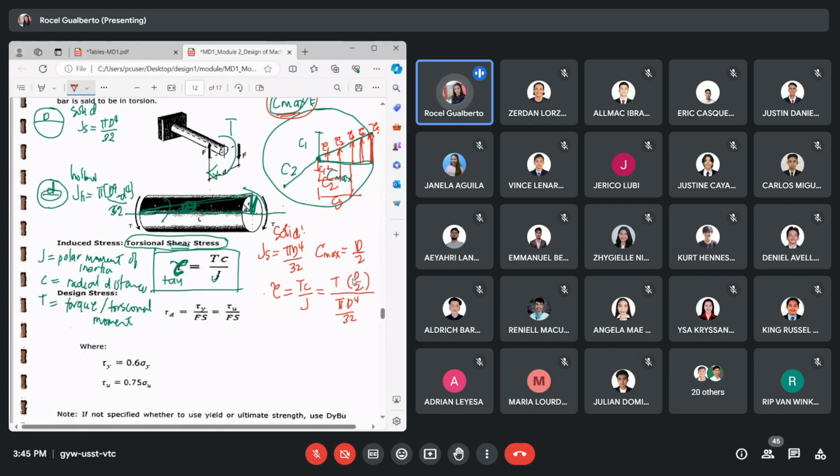So, we can cancel out po yung D and D to the fourth. 2 and 32, this will give you 16, ari naman po, D cube. So, having that po, simplifying, your tau for solid will be equal to 16 T over pi D cube. So, instead po of using the general equation TC over J, pwede na po ari ang gamitin natin. For a solid shaft, ito na po yung kanyang induced stress, 16T over pi D cube. Nakuha po ba yun? Naintindihan po?